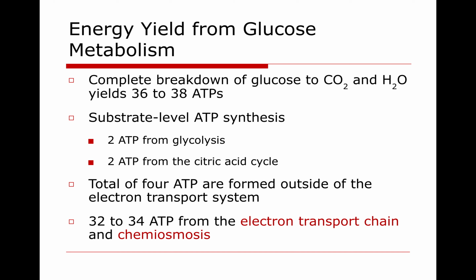Okay, so how much energy do we get from this thing? So the whole thing, breaking down your sugar to CO2 and water, yields 36 to 38 ATPs total. You get 2 from glycolysis, 2 from the citric acid cycle. Then you make 32 to 34 in the electron transport chain, okay? So you add all those up, the total amount from this whole thing is 36 to 38.